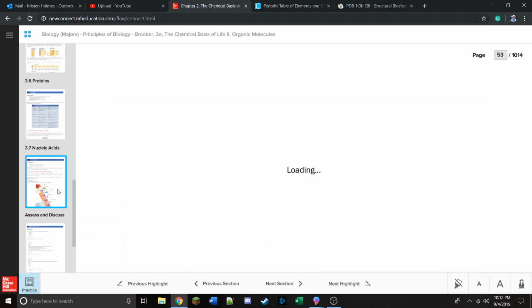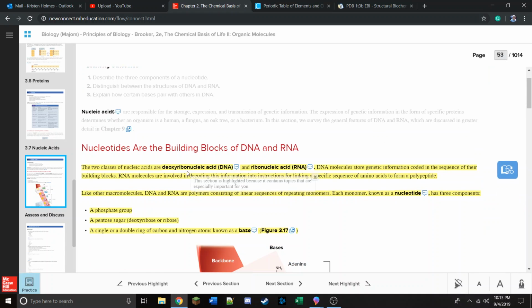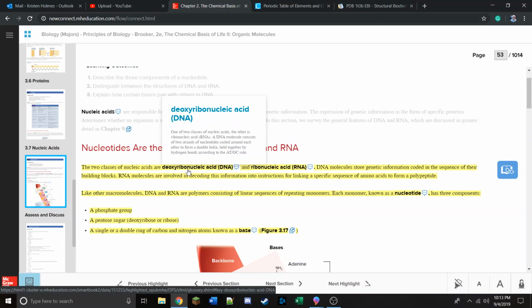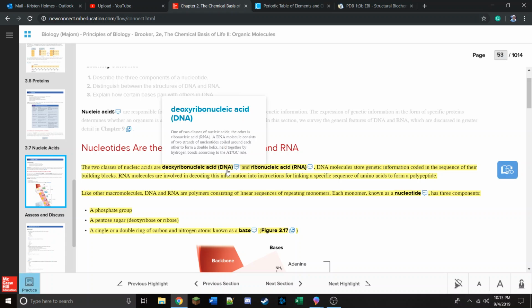Alright, so now we come to nucleic acids. Now, you've probably heard of nucleic acids because they come in deoxyribonucleic acid, or DNA, or ribonucleic acid, or RNA. See, you can call it deoxyribonucleic acid if you want, but you'll sound like Jimmy Neutron. Alright?